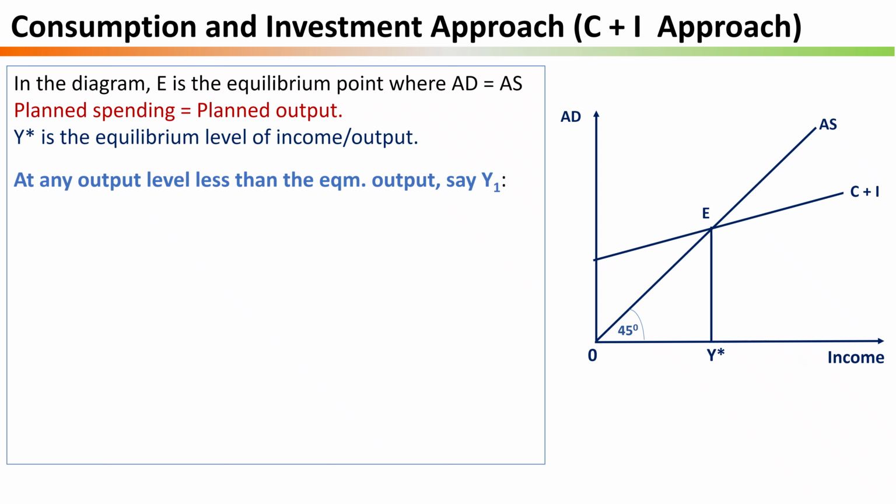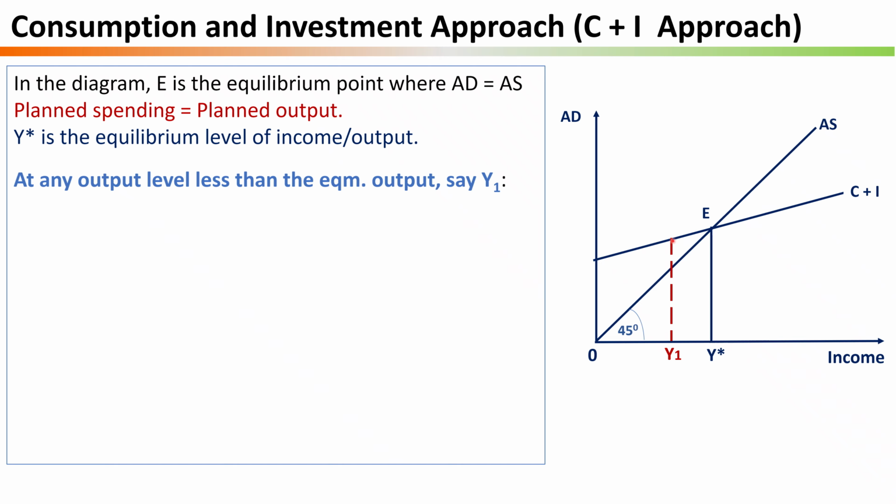But in case there are any deviations, the economy will tend back to equilibrium. Let's understand how that happens. For that, let's take an output level less than the equilibrium output, say Y1. At Y1, we see that the C plus I curve lies above the 45-degree line.